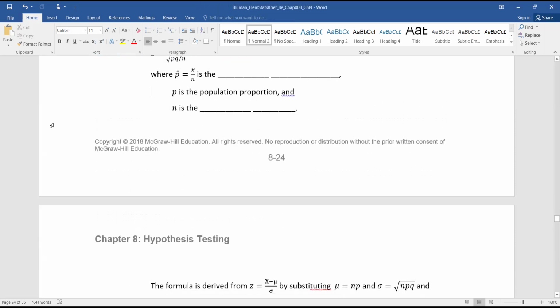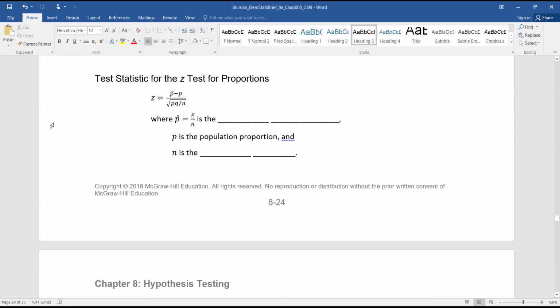So the test statistic for the z-test for proportions is as follows. p hat, the sample proportion, minus p, the population proportion, divided by the square root of p times q, the probability of failure, divided by the sample size. And again, you can always find your sample proportion by taking x divided by n. So how many successes did you have out of how big your sample is?